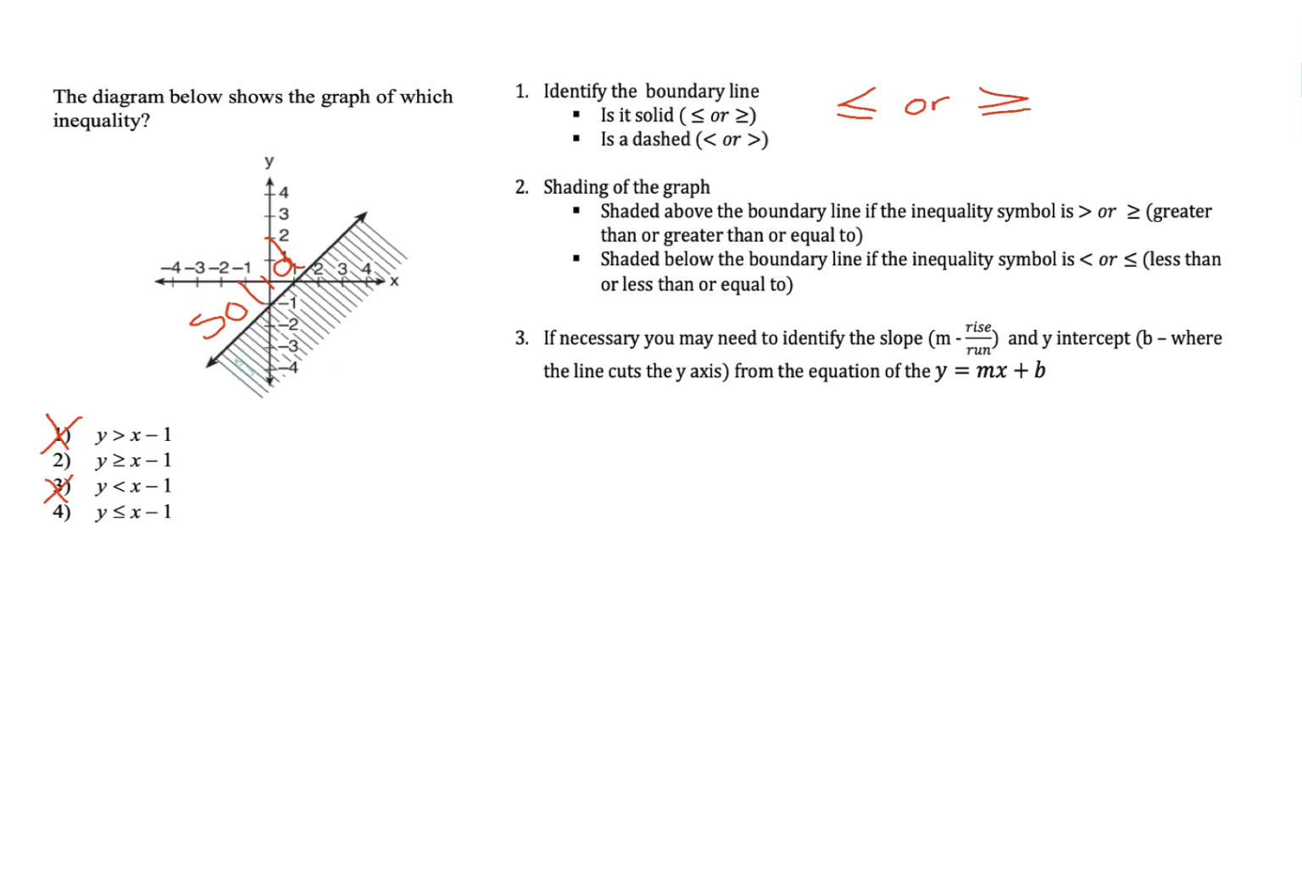Next, I'm going to look at my shading for my graph. Now the shading for my graph is below. Now if it's shaded below, we're looking for a less than or equals inequality symbol. And the one that has a less than or equals inequality symbol is number 4. Number 4 states y is less than or equals to x minus 1. Notice I only had to use step 1 and step 2. I identified my boundary line, which was a greater than or equals or a less than or equals. I went to my answer choices and I began to eliminate, which left me with 2 answer choices.